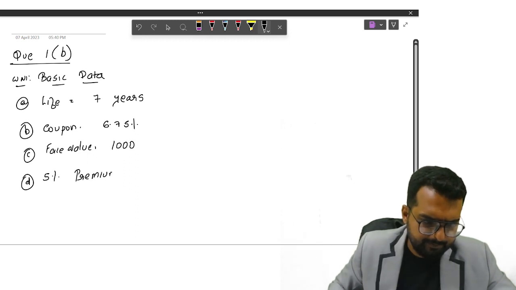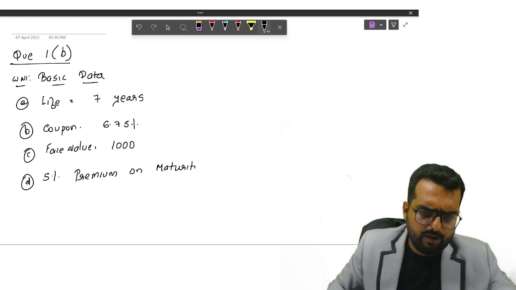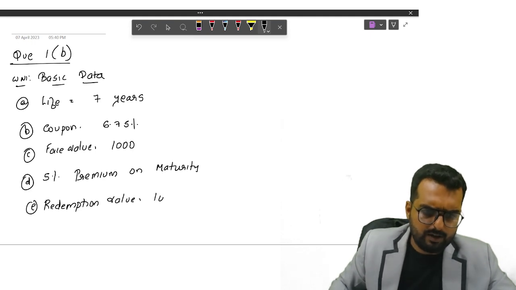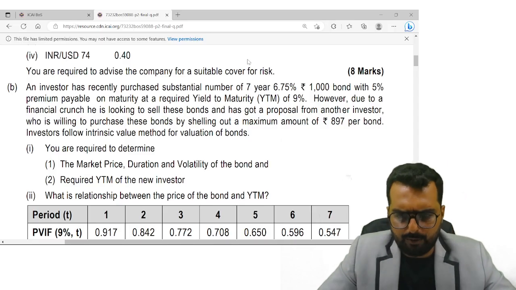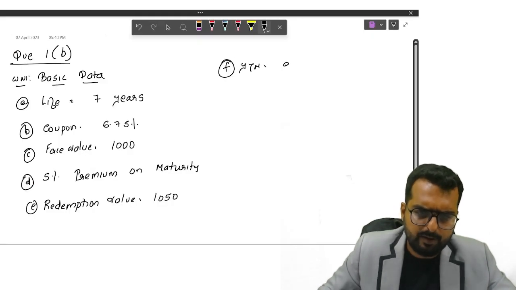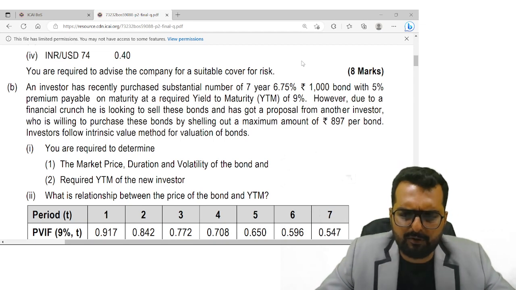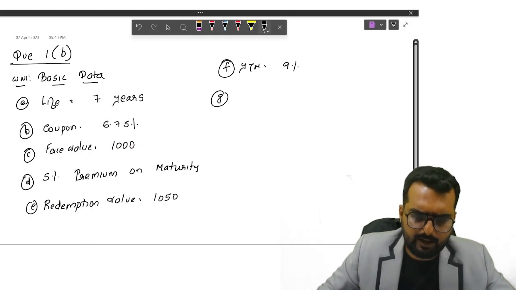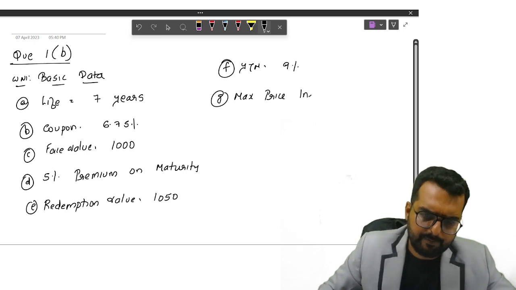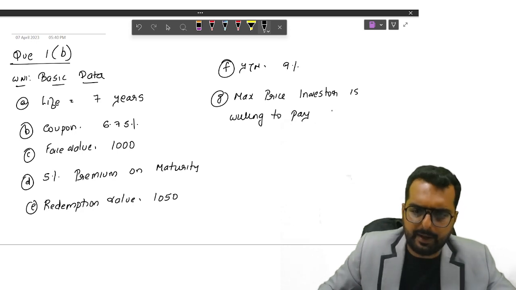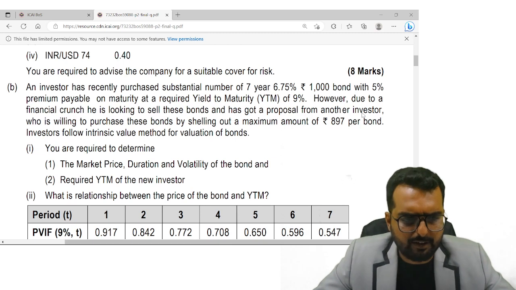5% premium on maturity. From this, can I say my redemption value will turn out to be how much? 1050. Am I right? And what is the YTM they have told over here? 9%. Due to a financial crunch, he is looking to sell these bonds and he's got a proposal from another investor who is willing to purchase these bonds by shelling out a maximum amount of how much, friends? 897. So the maximum price the investor is willing to pay, do you get the answer as 897 rupees?